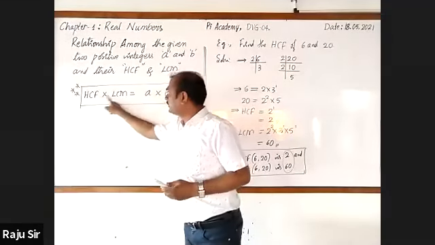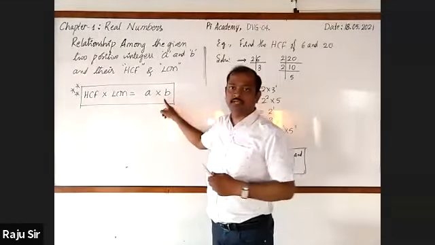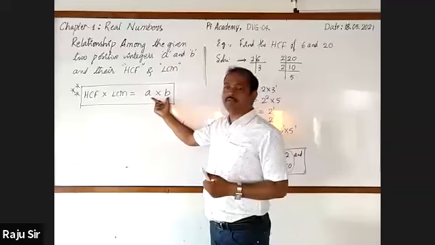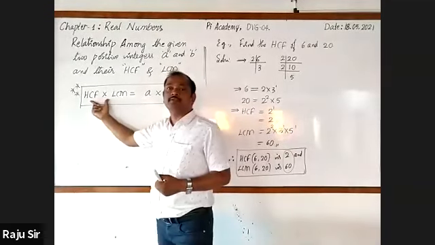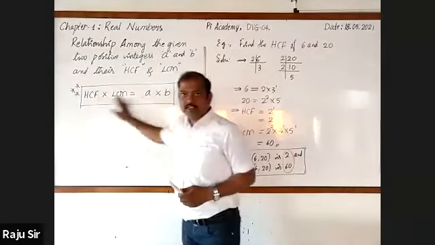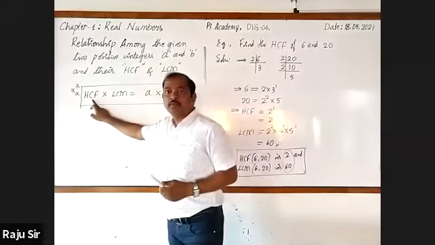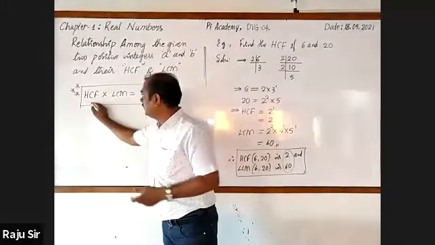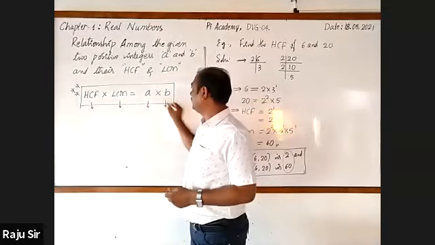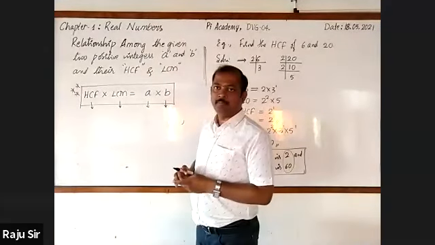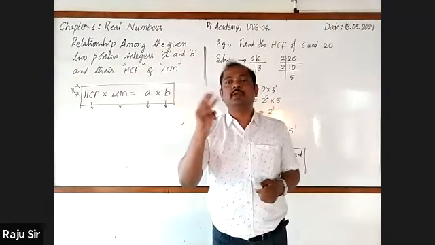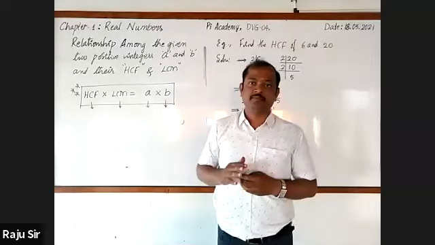Observe, the product of HCF and LCM is equal to the product of the given numbers. Even you can write it in reverse order as well. That is, the product of the given numbers is equal to the product of their HCF and LCM. On observing this statement, you can come to know that there are 4 terms. One is HCF, second one is LCM, third one is the given number A, and fourth one is B. Among these 4 terms, if you know 3 terms, you can find out the 4th term easily.